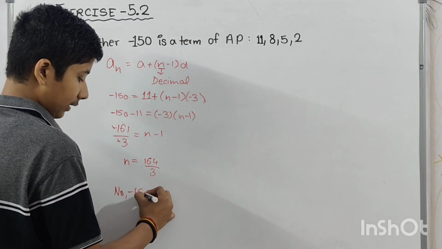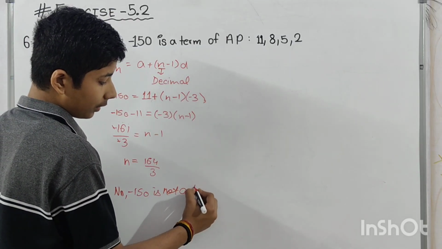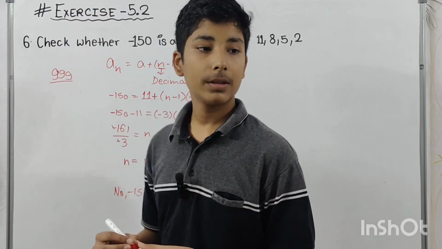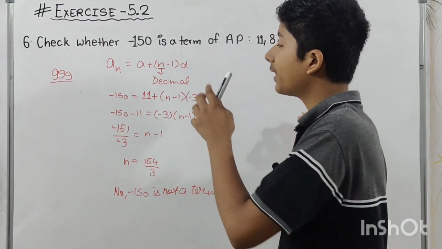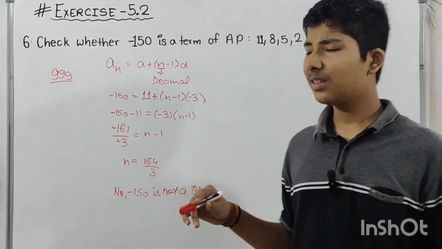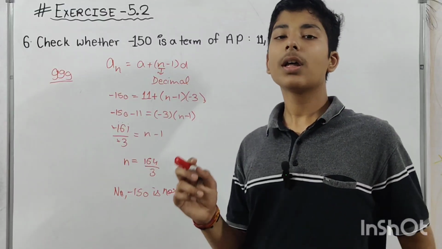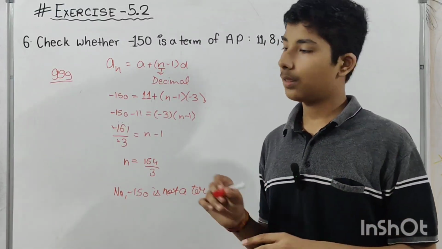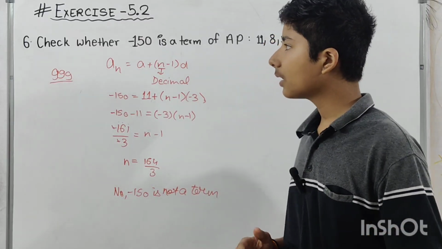Minus 150 is not a term. I hope you get this. This was an easy question. We just have to see if the value of n is coming in decimals, meaning it is not a term in that AP, or otherwise, if it comes in the form of whole numbers, then yes, it is a term in the AP. I hope this is clear.